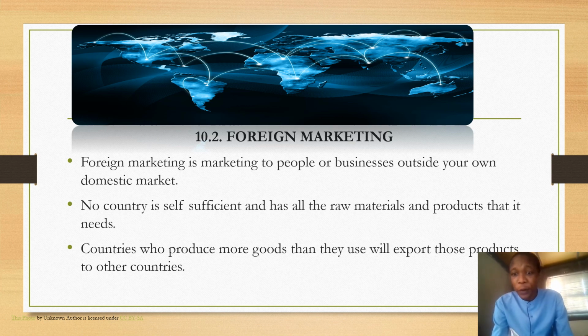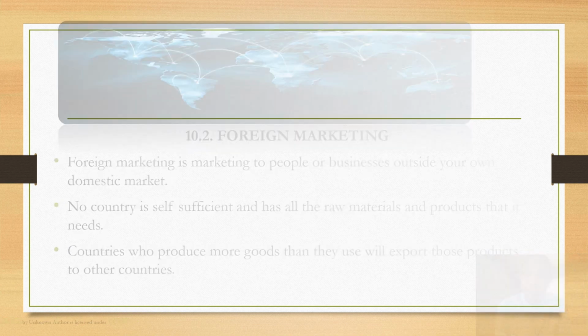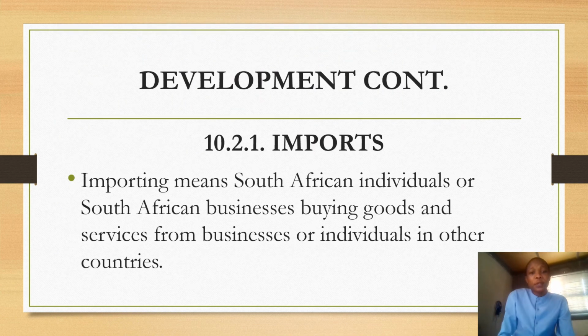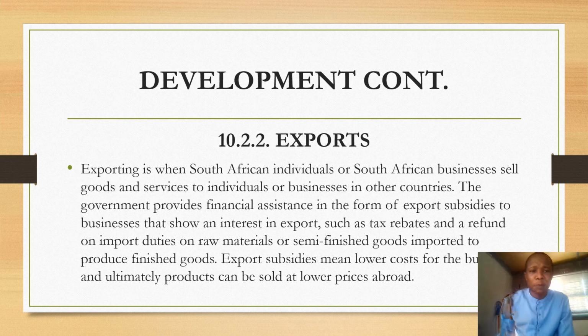That's why we have what we call imports and exports. Imports are when South African businesses or individuals buy goods or services from individuals in other countries and bring them to their own country. Those are imports. And then we have what we call exports. This is when businesses or individuals sell their goods or services to other countries.